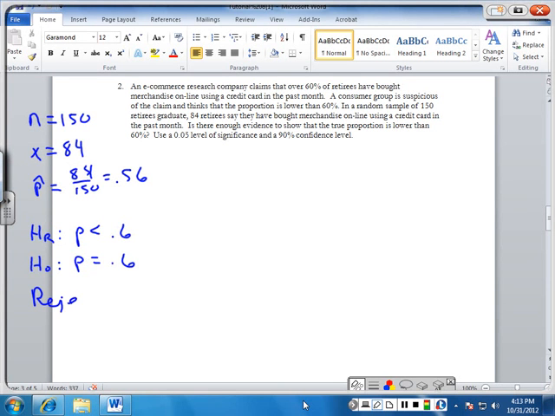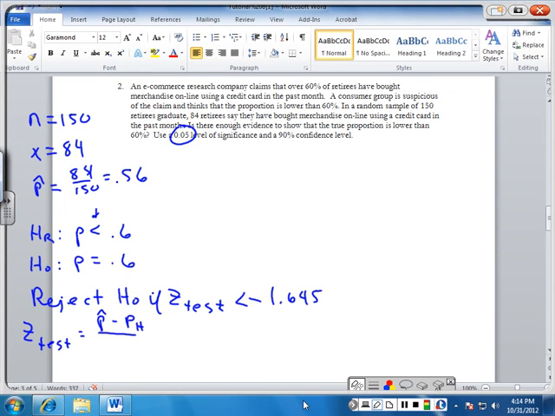Anyway, we're going to reject H0 if Z test is less than minus, and so we have 0.05 in one tail, that's 1.645. Just go to the bottom row of the Z table. Z test is equal to the statistic, p hat, minus the hypothesized proportion, divided by the standard error. Make sure you use the one based on the hypothesized proportion.